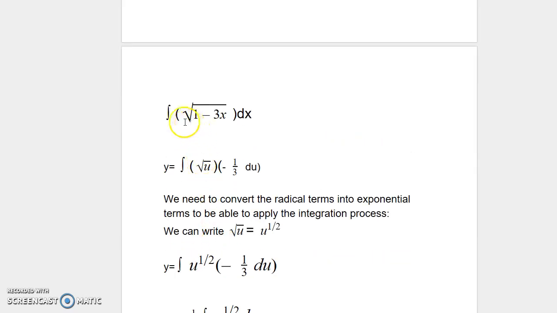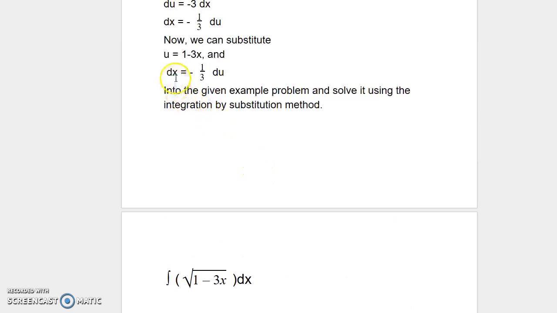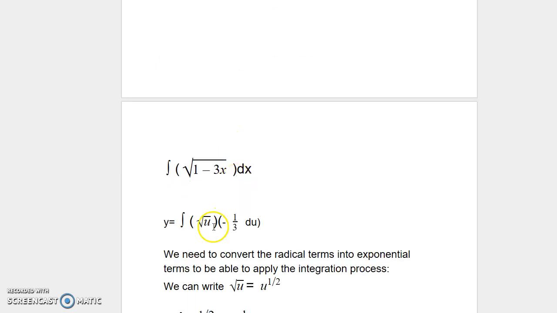So the given problem is the integral of the square root of 1 minus 3x dx. Wherever we see the square root of 1 minus 3x, we're going to substitute u for that. And since that is under the radical, we're going to put a radical over u like that. Integral square root of u. And then instead of dx, we can write minus 1 over 3 du. That's the reason why we rewrote this as dx equals minus 1 over 3 du. So we have successfully substituted all the terms.